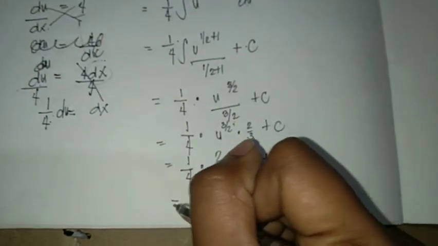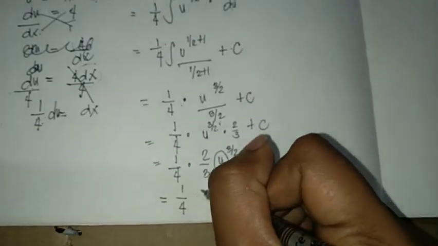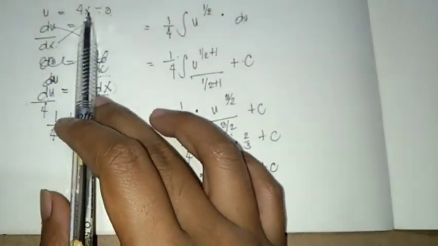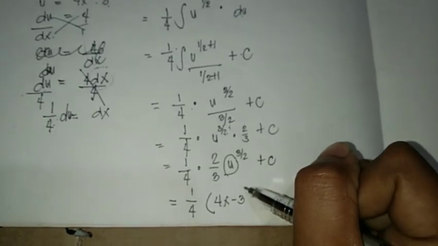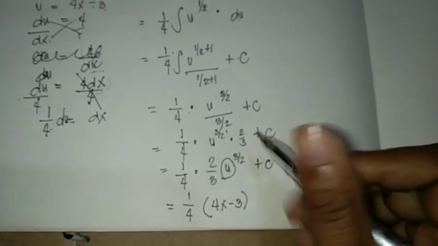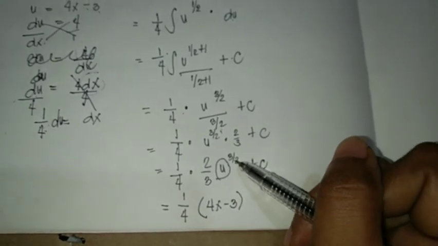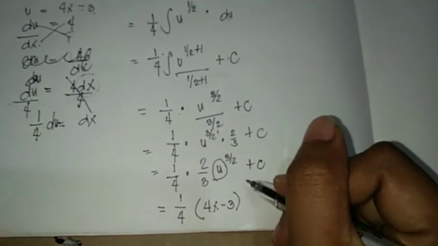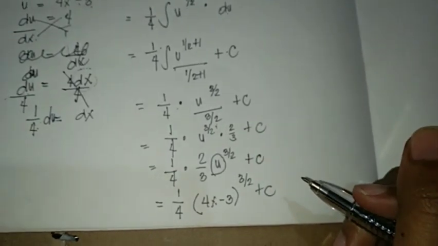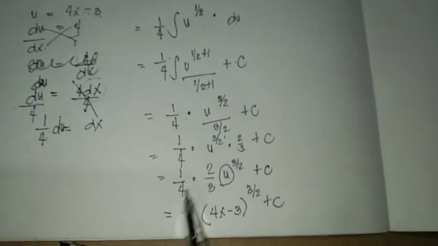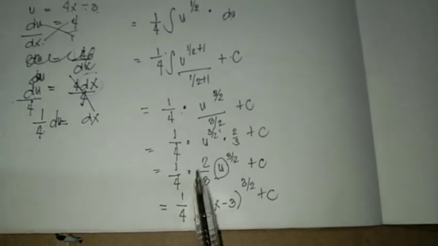So, it is equal to 1/4 times, which is the value of u, 4x minus 3 to the power of, how much is this one? 3 over 2, plus c. Well, we almost forgot to simplify these fractions right here.